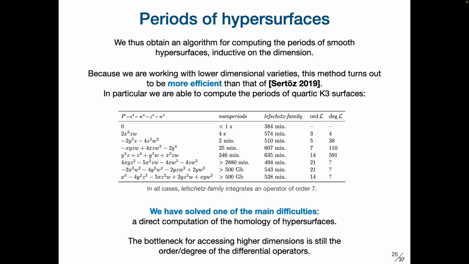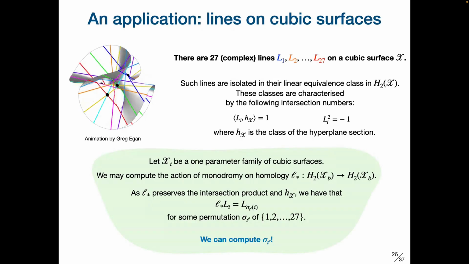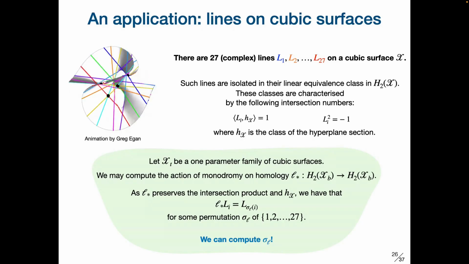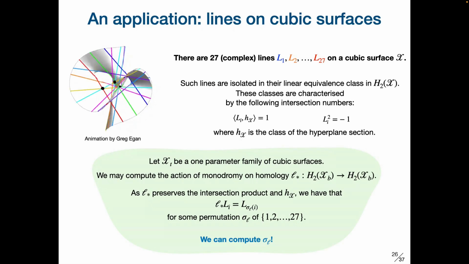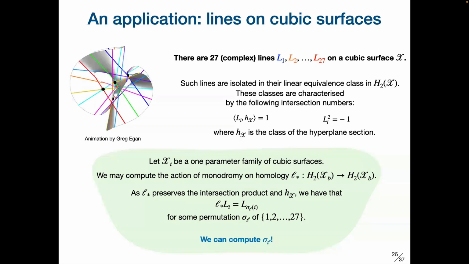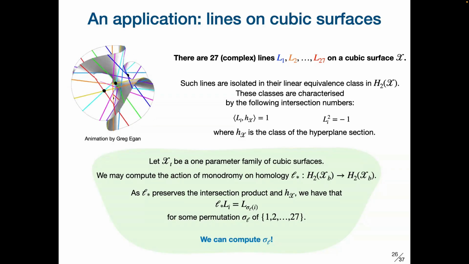Okay, so before I showcase this on a concrete example, let me mention one application, which I will also show you some code for, which relies on this very well-known fact in algebraic geometry that if you take a cubic surface, you're going to have 27 lines on it.